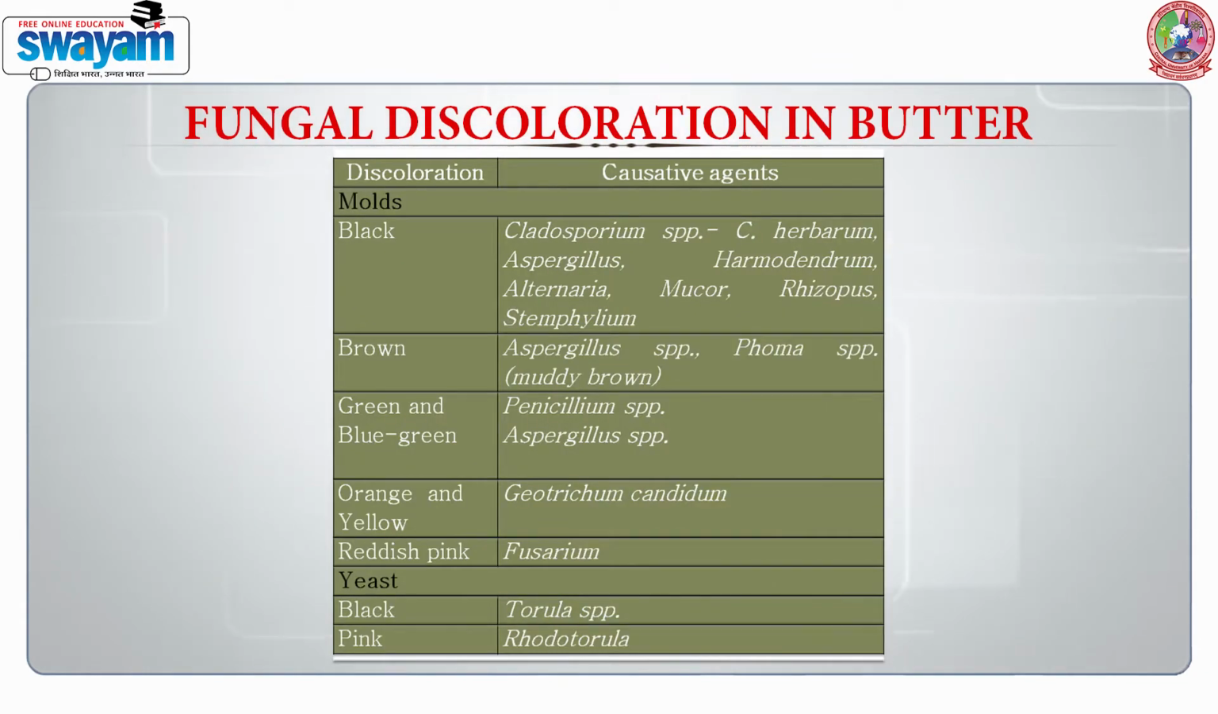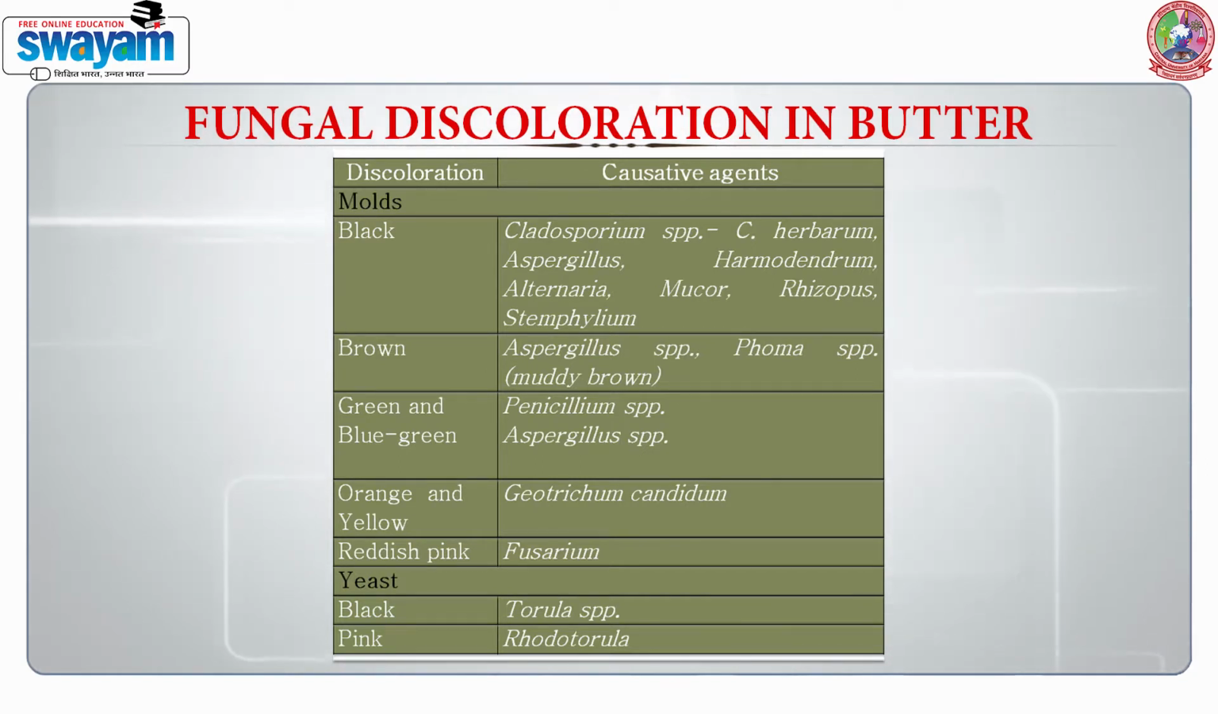Defects in butter. Under this, a very common defect in butter is fungal discoloration. This fungal discoloration is due to growth of various mold and yeast species. When we talk about the molds, they bring about a black discoloration which is due to the growth of Cladosporium species, Alternaria, Mucor, Rhizopus. The brown discoloration in butter is due to Aspergillus species and Phoma species.